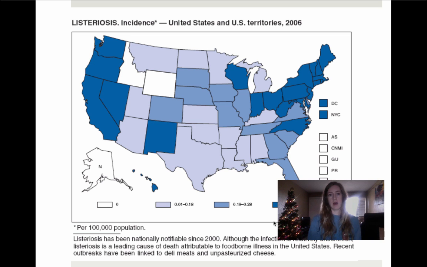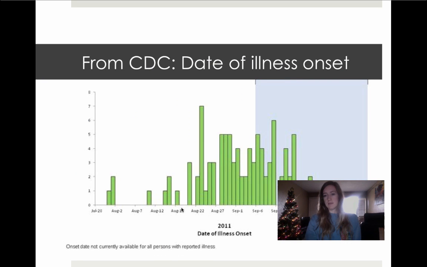So we see in this for 2006, for that 0.29, again, out of 100,000 cases, we see that mostly in the Northeast and on the West Coast, and New Mexico as well. So towards the middle U.S. and South, that incidence goes down to 0.01. So that's pretty low.